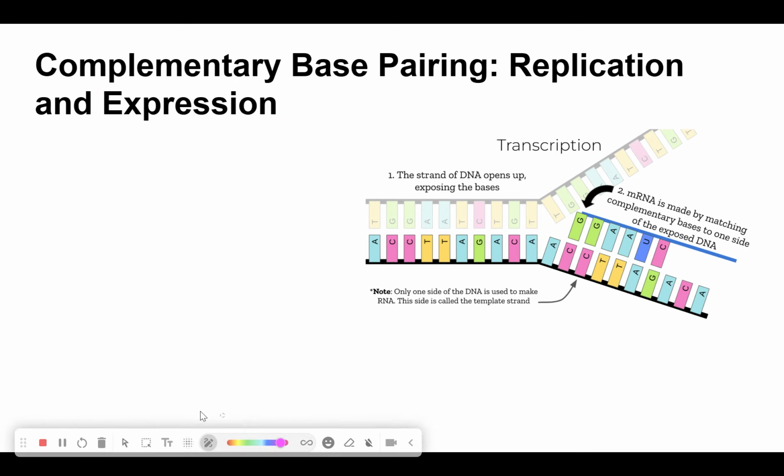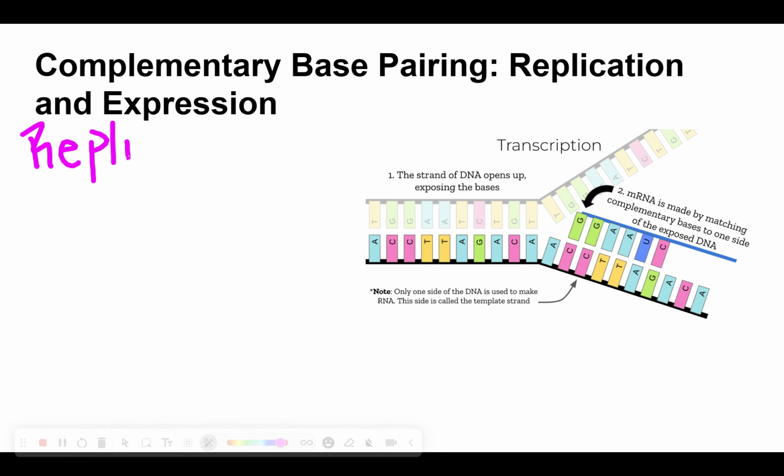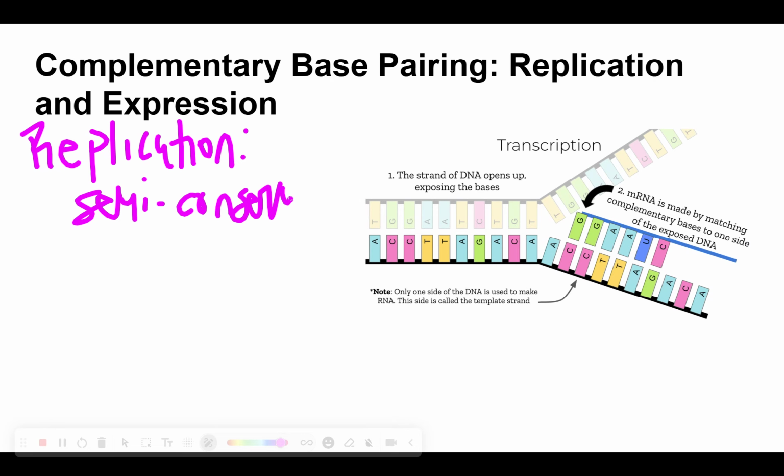I'm going to just erase this to make everything a little neater. But that idea, I'll even rewrite that, I think. The semi-conservative nature of replication. The reason that that can happen is because of complementary base pairing.